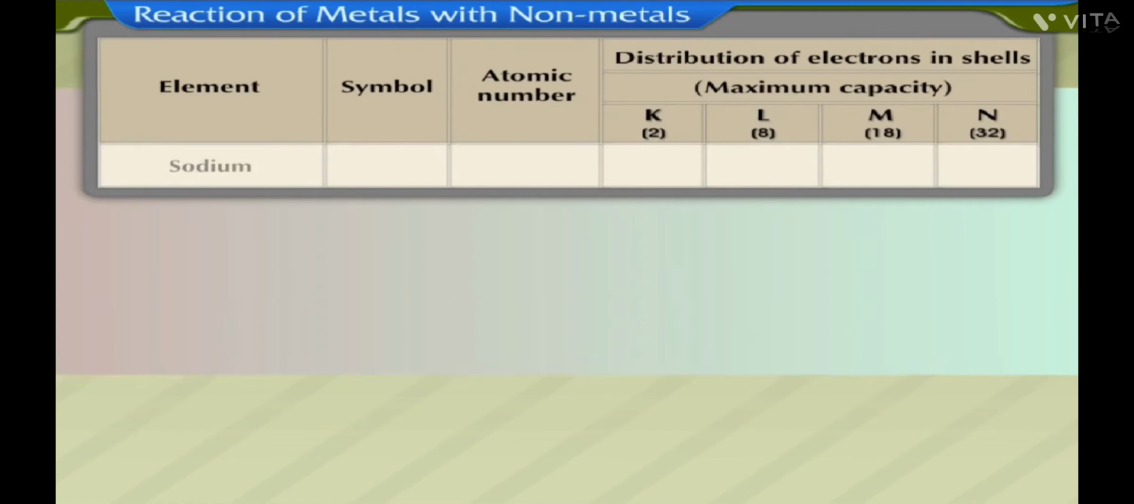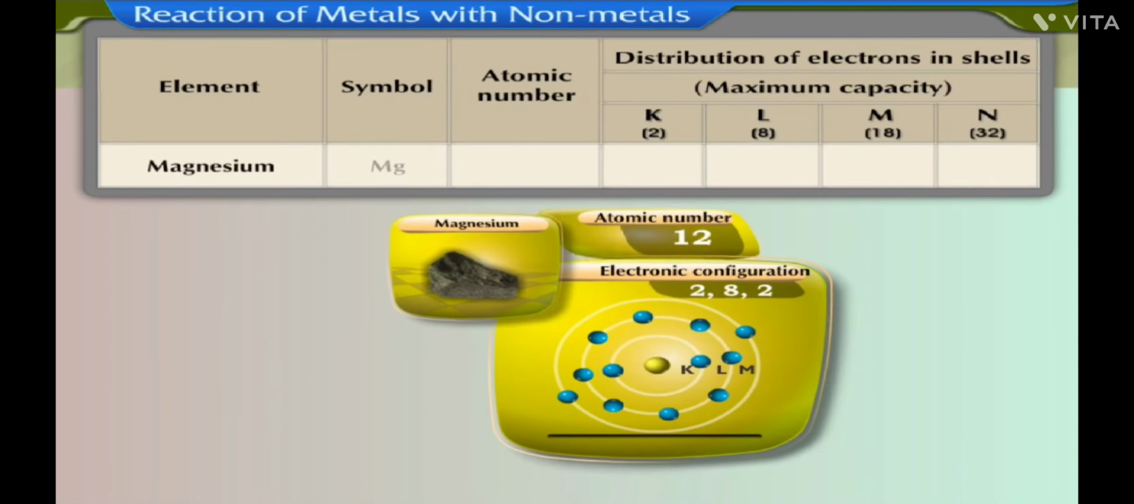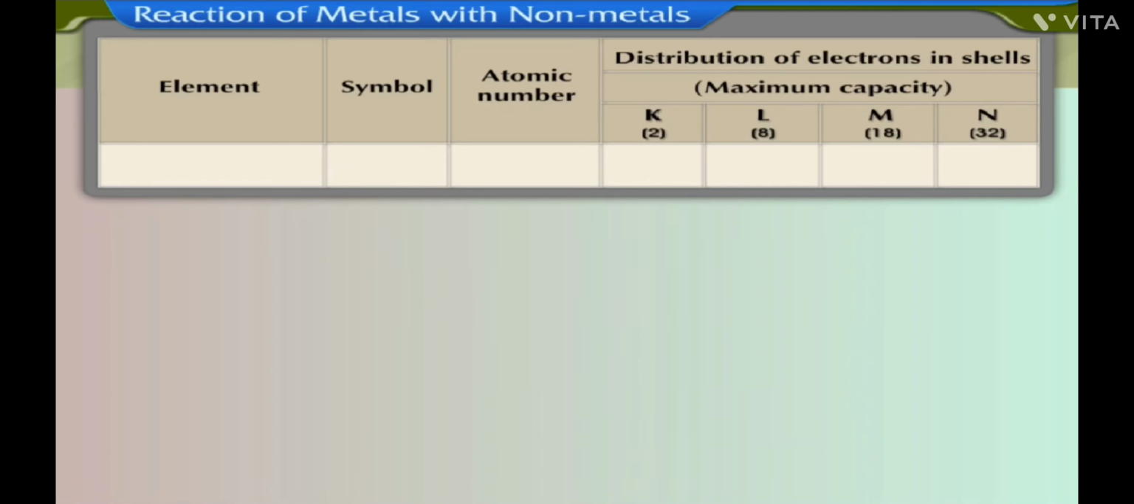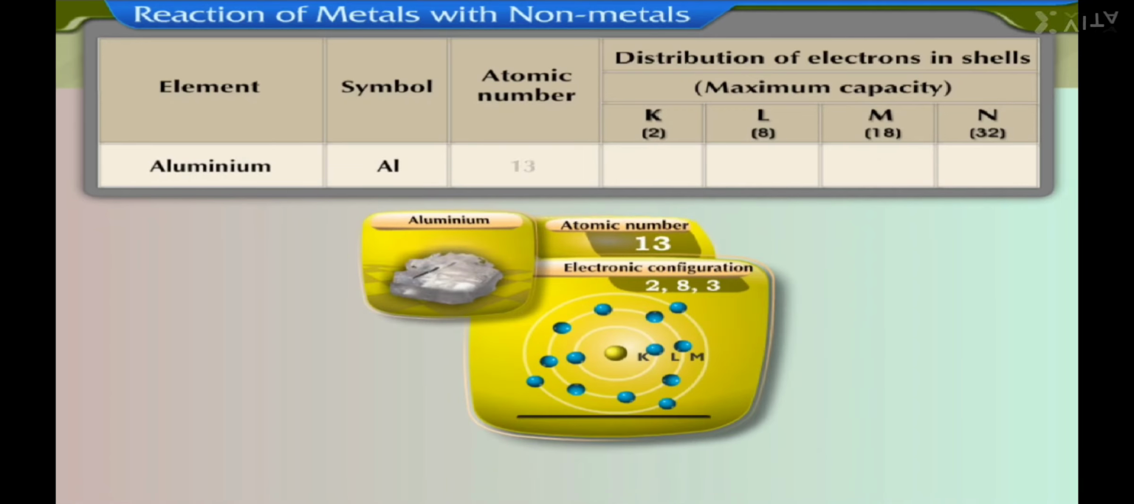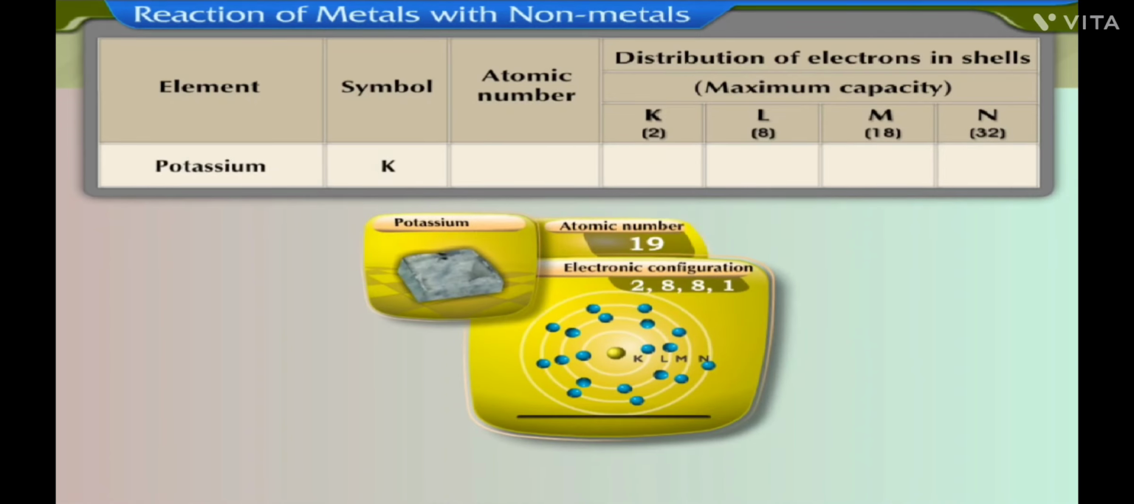compounds. Sodium, symbol Na, atomic number 11. There are 2 electrons in the K shell, 8 in the L shell, and 1 in the M shell. Magnesium, Mg, atomic number 12, 2 electrons in the K shell, 8 in the L shell, and 2 in the M shell. Aluminium, Al, atomic number 13, 2 electrons in the K shell, 8 in the L shell, and 3 in the M shell. Potassium, K, atomic number 19, 2 electrons in the K shell, 8 in the L shell, 8 in the M shell, and 1 in the N shell.